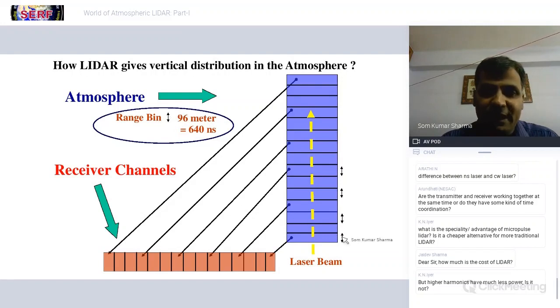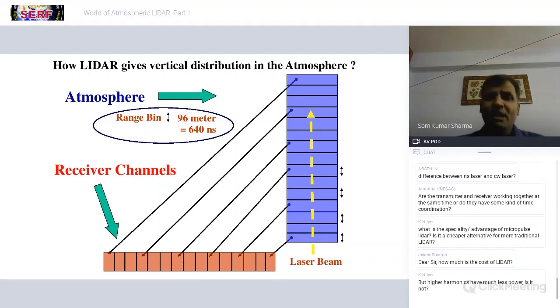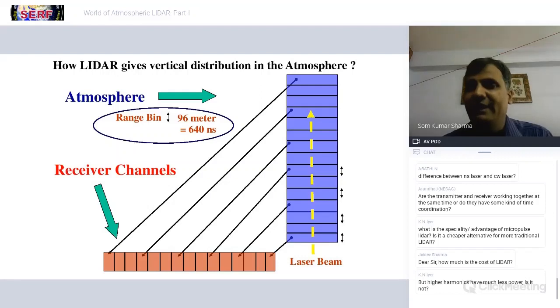This is the range bin here, like that. How is it being made? Here I have kept it at 96 meter. How do you decide it? The 96 meter corresponds to 640 nanosecond in LIDAR terminology.